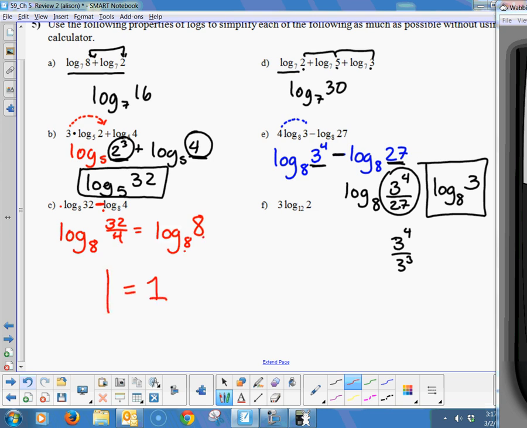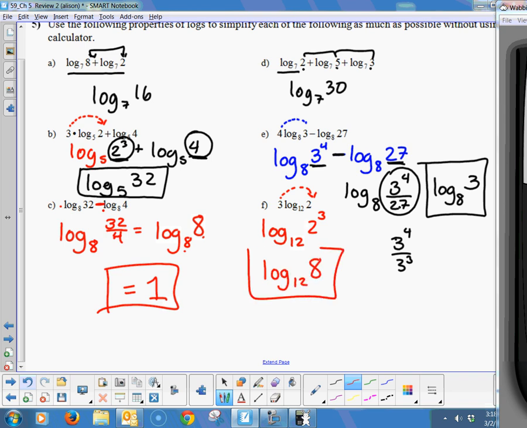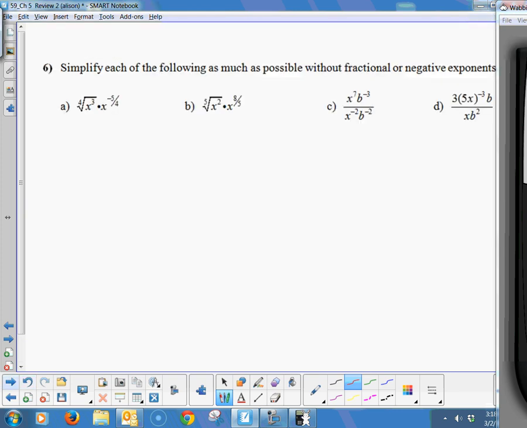That's nice. And last but not least, I'm going to take that 3 and swing it on up there. So I get log base 12 of 2 to the 3rd. 2 to the 3rd is 8. So log base 12 of 8, and that's where I'm going to leave it. The end. Without using a calculator, that's all we're looking for.